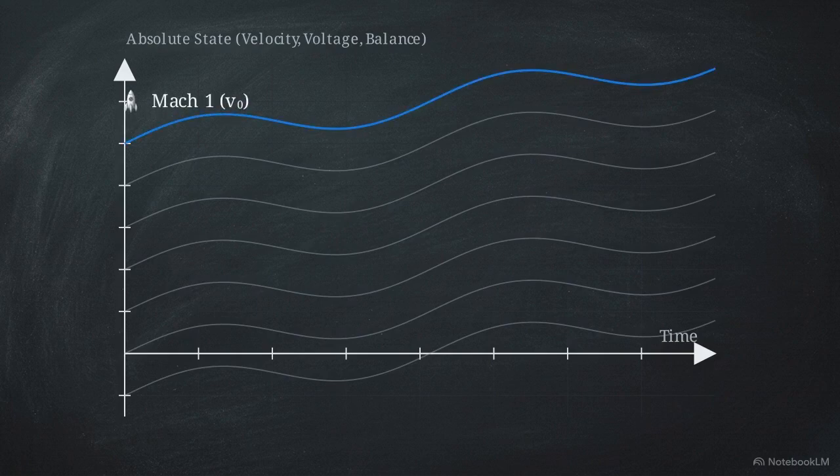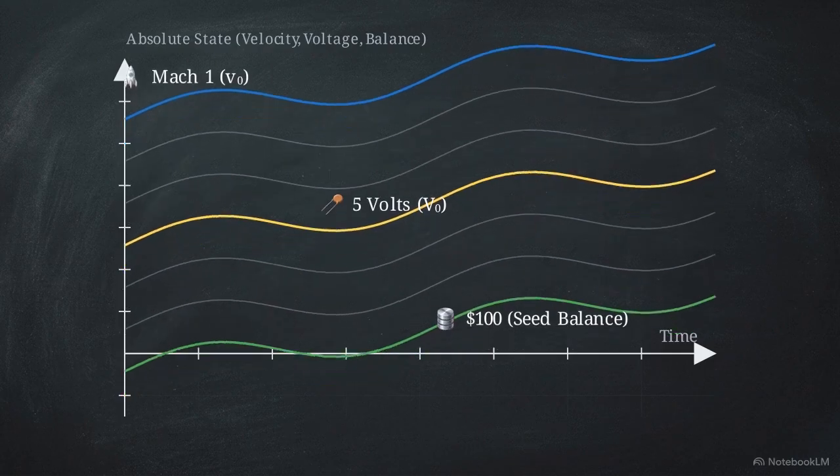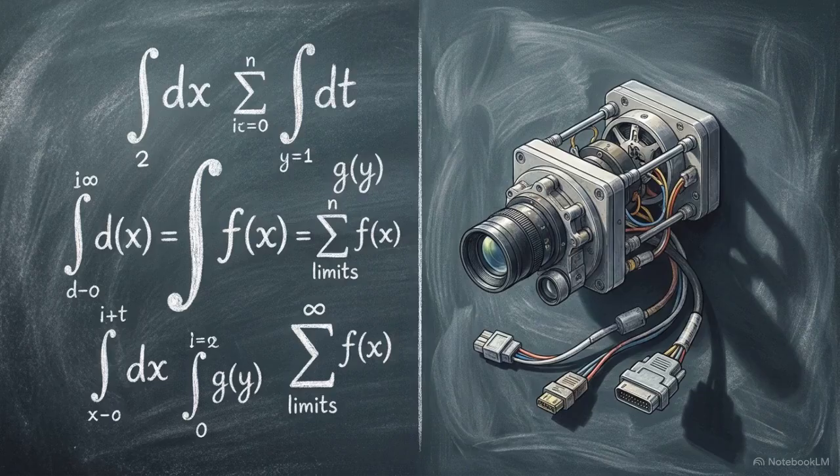This top curve represents the aerospace telemetry model, anchored by an initial velocity of Mach 1. This middle curve maps to the electronics example, anchored at a 5-volt residual charge. And this bottom curve illustrates the computing architecture, starting with a $100 Genesis seed. Analytically, math outputs the base trajectory, but applying that trajectory in reality requires mapping it to a single real-world state.